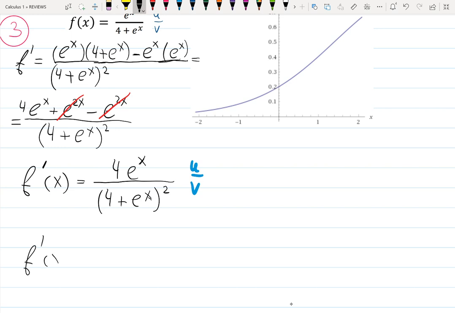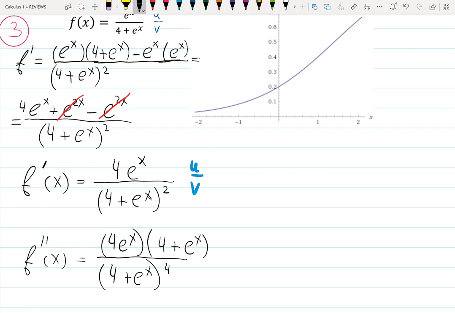Second derivative, let's keep going. The second derivative tells me that I need to square the denominator again. So now it's going to be to the 4. Differentiate the numerator. 4e to the x gives me 4e to the x. Copy the denominator, which is 4 plus e to the x squared, minus copy the top, 4e to the x.